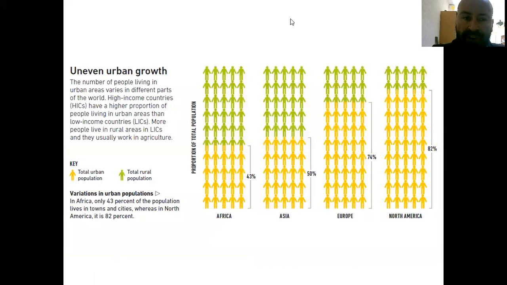And as you can see here, there is an uneven urban growth in all the different countries. As you can see, almost all of North America already has an urban population, as well as Europe, while in Asia and Africa, the majority of the population is still rural.